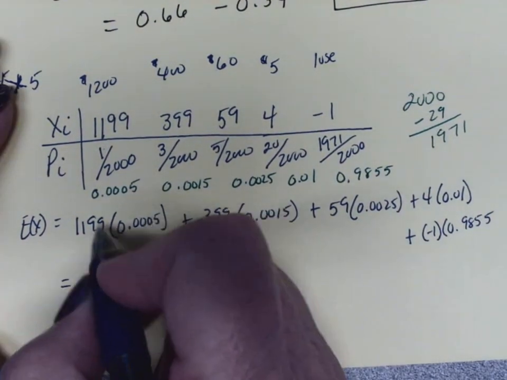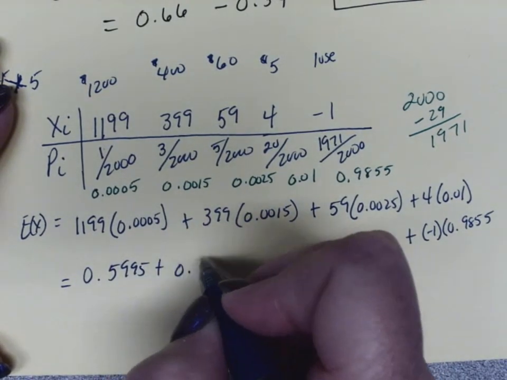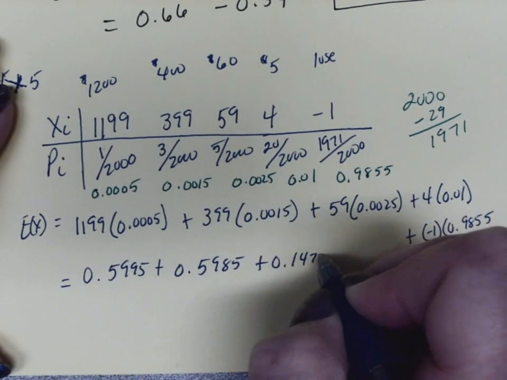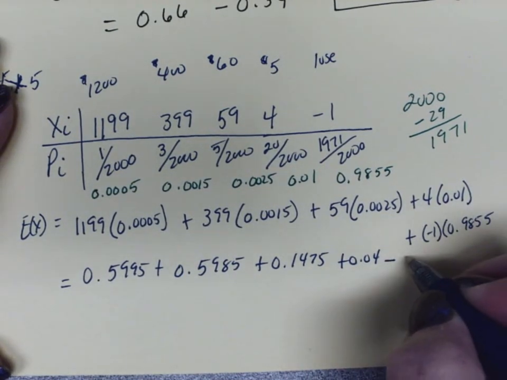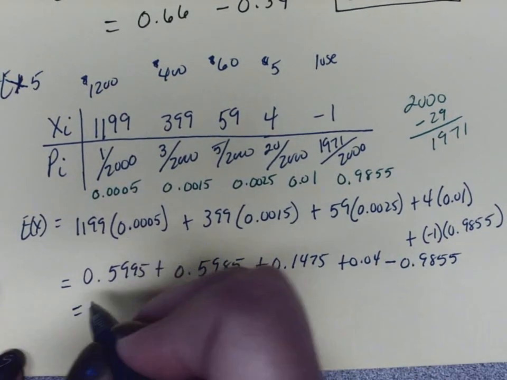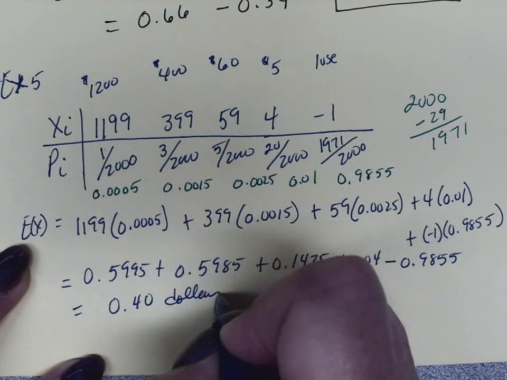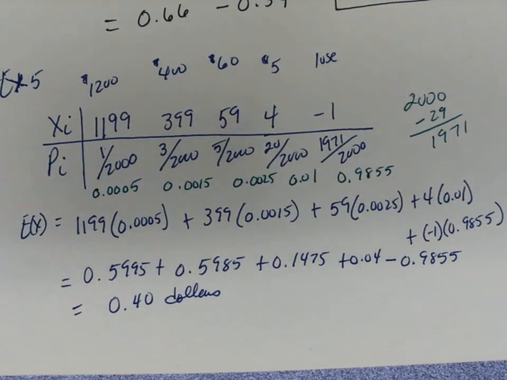All right, so this would get us 0.5995 plus 0.5985 plus 0.1475 plus 0.04 minus 0.9855. And that'll get us a total of $0.40, which is the same thing as 40 cents. So if you played this over and over on a large number of them, you would expect to make 40 cents.